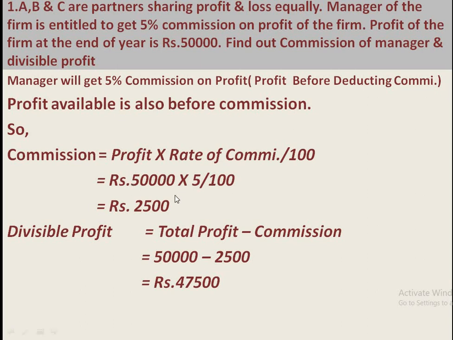So 50,000 was profit. Out of it 2,500 we paid as commission to the partner or manager. Here it was the manager's commission. Then the remaining 47,500 is divisible profit, and this profit is distributed among the partners. But here we were asked to find only divisible profit, not to find the profit share of each partner. Otherwise, yes, it is said they share profit and losses equally, distribute equally among them, you will get the profit share, but it was not asked. Okay, we will check how to get the partners' share of profit in the next slide.